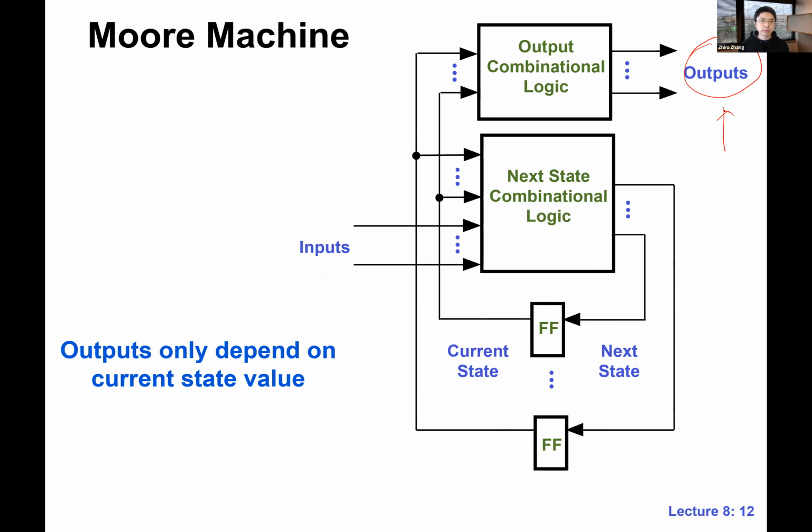So with Moore, see here. The output only depends on the current state, right? If you look at the arrows here, these are inputs. The inputs only influence the next state for a Moore machine. It does not influence the outputs. The outputs strictly depend on the current state. That's the definition of a Moore machine. Right? Is it clear? Okay. It's really about output.